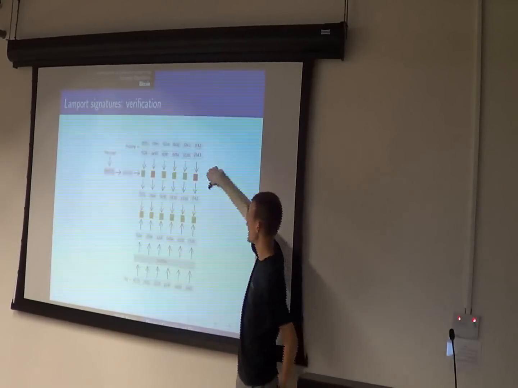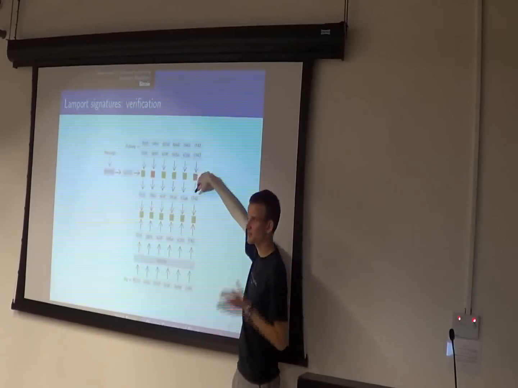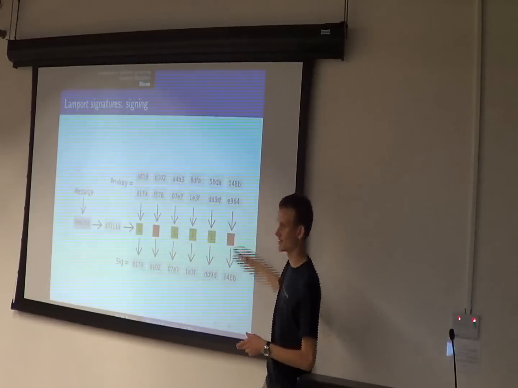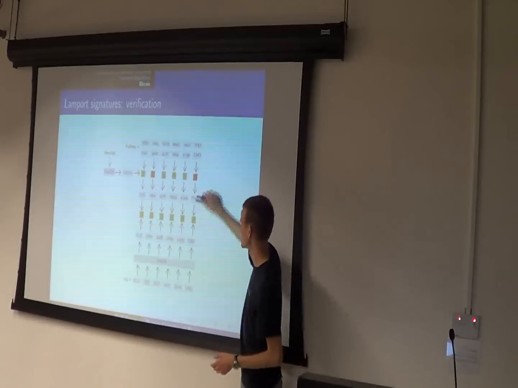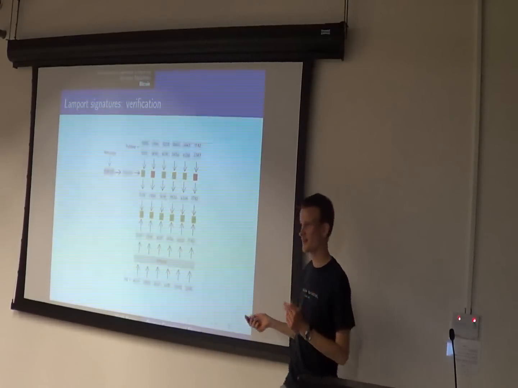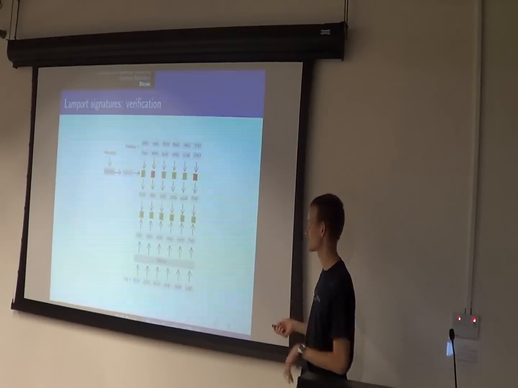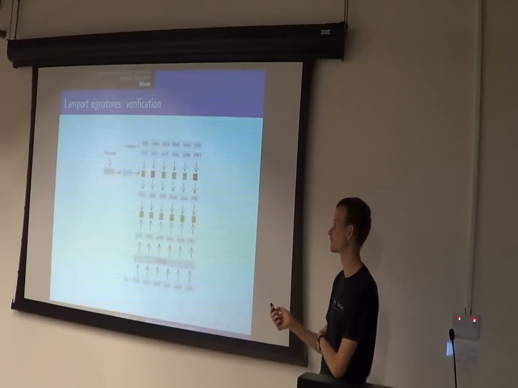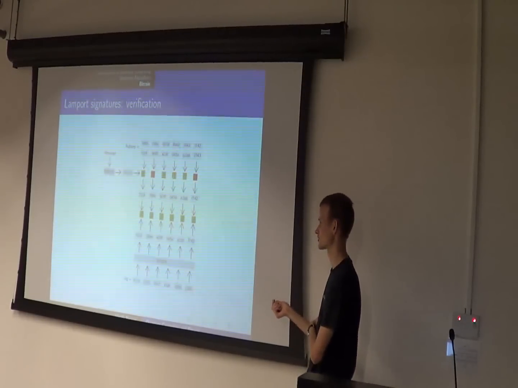So you take the pieces from the same places of the public key that the signer took from the private key. And then you just check, are these equal or not? If they are equal, then yay, it verifies. If they're not equal, then it's not the right signature. So that's basically a high-level overview of how Lamport signatures work.